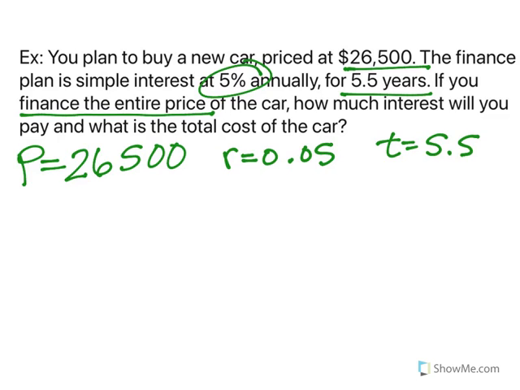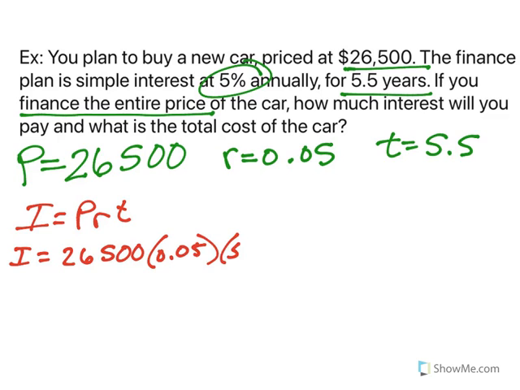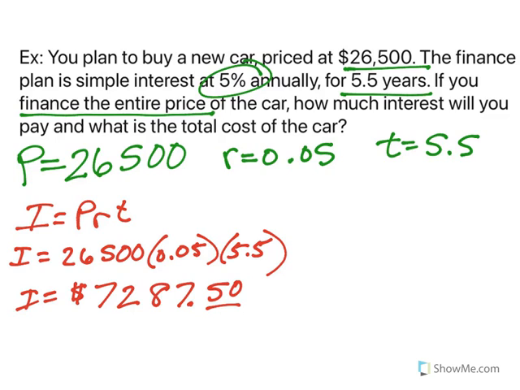So with this information, recall our interest formula is I = PRT. So I can find the interest. I take my $26,500 times my rate of 0.05 times my time of 5.5 years. When I multiply those three numbers together, my interest comes to $7,287.50. And that's great. That is my interest. So that's part one. So if you buy a $26,500 car at 5% interest for 5.5 years, you will pay over $7,000 in interest.